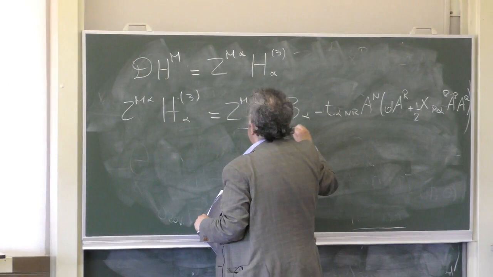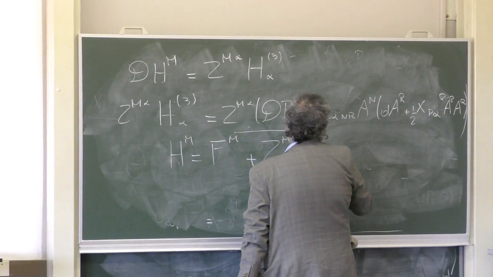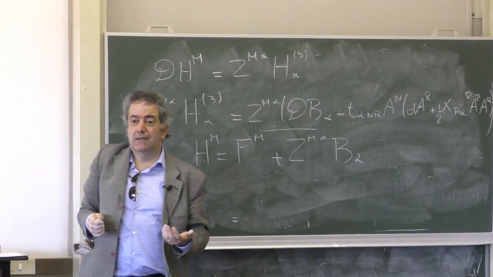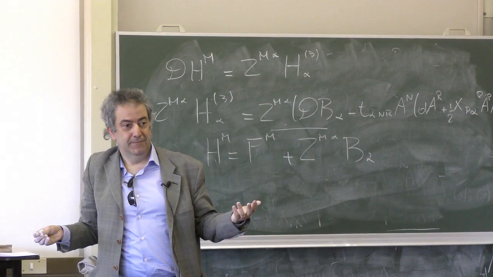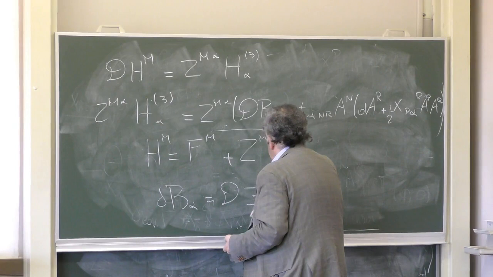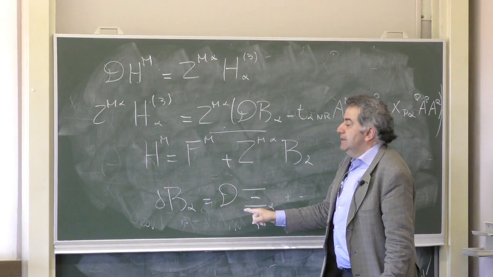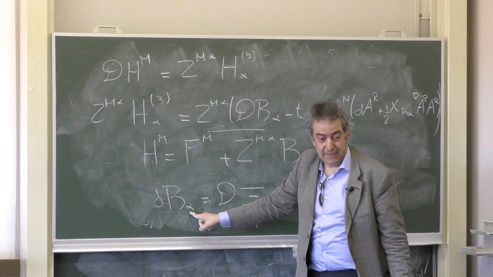Okay, now there's an interesting thing here. The vector field strengths are now combined with the two forms. H M is equal to F M plus Z M alpha B alpha. Now we know that massless two form fields, by consistency, must be associated with a gauge invariance, delta B alpha, which we write in this form here. This is the gauge invariance associated with the two form. It generalizes the gauge invariance of the one form, plus something. So there must be, for a consistent definition of these massless tensor fields, this invariance.